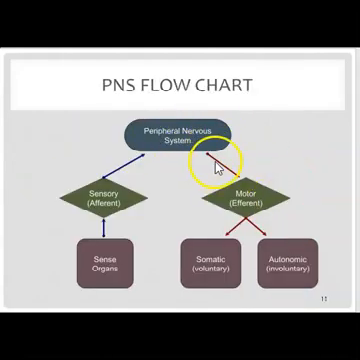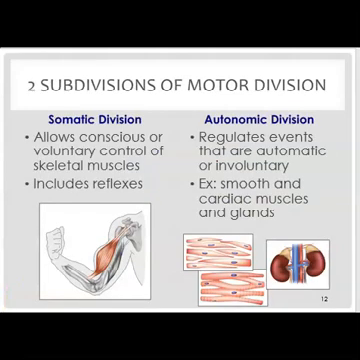And here's a flow chart: peripheral nervous system, sensory, motor. The sensory division is going to include your sense organs. The motor division is further divided into the somatic and the autonomic nervous systems. Each of those two divisions then has different roles. The somatic division is going to allow conscious or voluntary control of skeletal muscles. This is going to include your reflexes. And then the autonomic is going to regulate events that are automatic or involuntary, so smooth and cardiac muscles and glands.